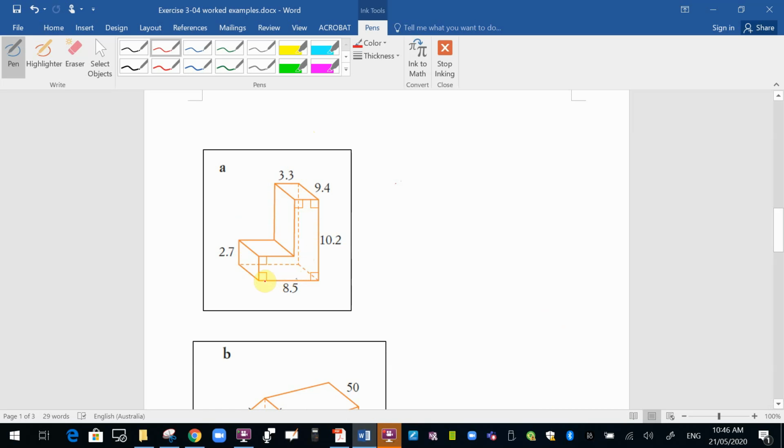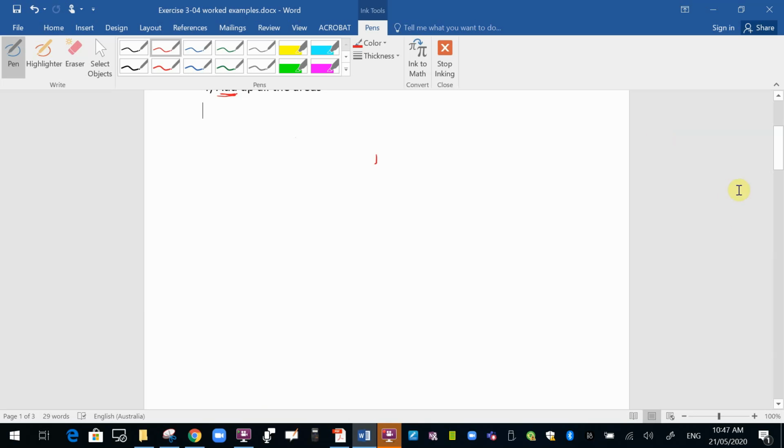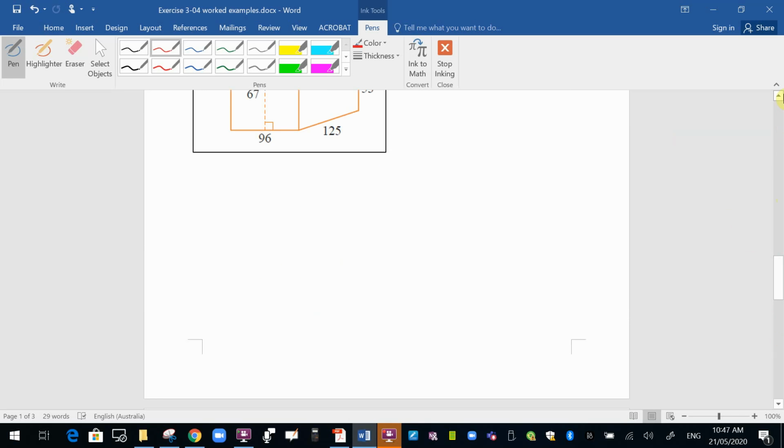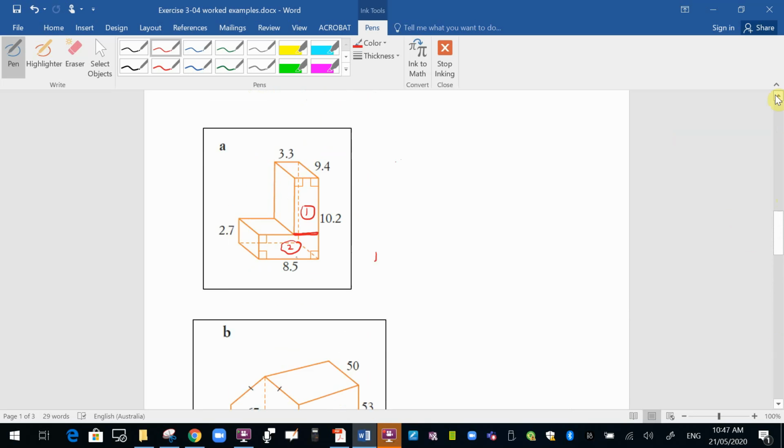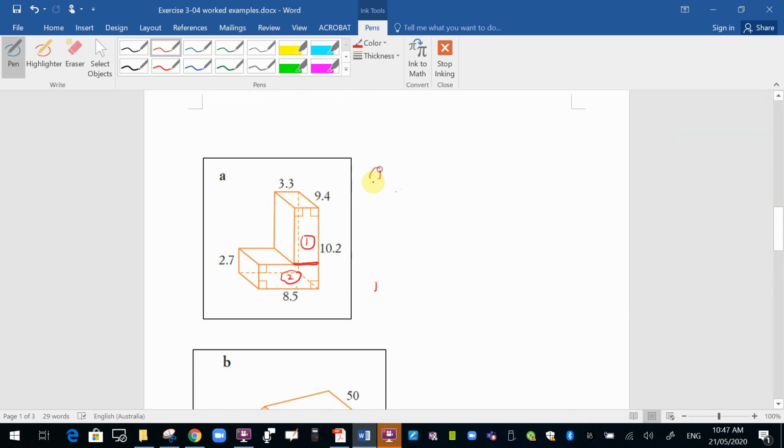So first one, a composite solid looks like two rectangular prisms joined together. So what we're going to do first is split it across here, and we're going to call that shape number one and shape number two. And we're going to do the dimensions as we go. Let's move up. So shape number one. And I happen to know that this length here is the same as that, so that's 3.3. And this length here is 10.2 minus 2.7. So what's that?